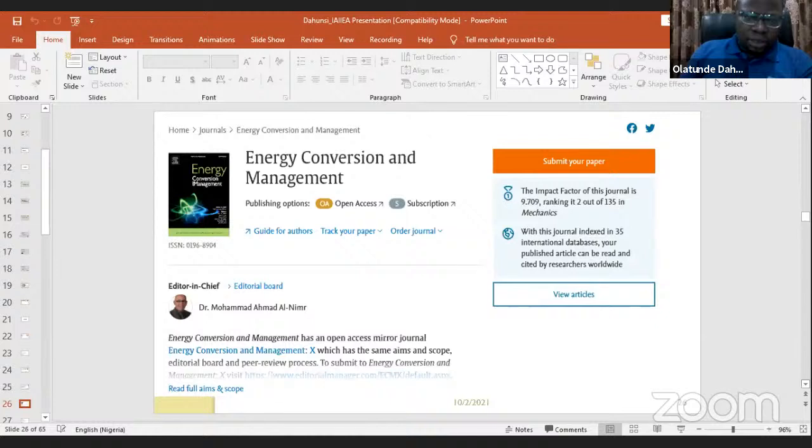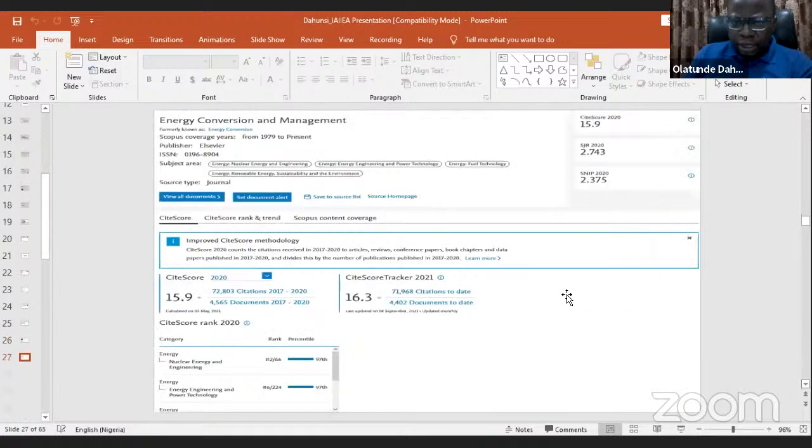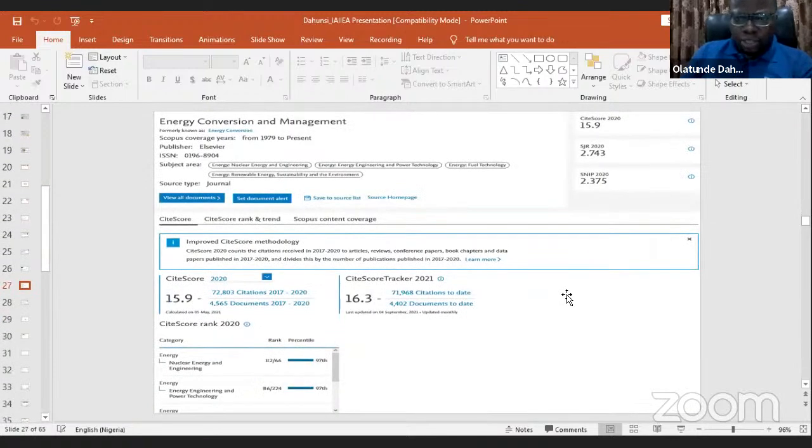Now, the second journal I'm going to show you tonight is this. It's called Energy Conversion and Management. This is bigger because the impact factor is 9.7. And of course, when you look at the parameters for this journal, the CiteScore alone is 15.9, and it's also 97 percentile, which means it's in the best 3 percent of the journals publishing in the same category.